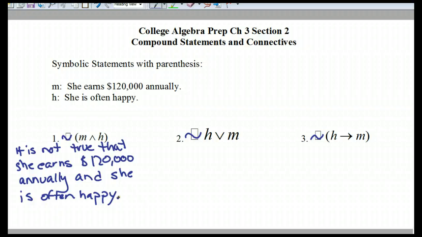So if you find the not symbol before the parenthesis, you would probably want to say it something like this. It is not true that. Okay? The second one, it's a not H or M. So this one would be, she is not often happy, or she earns $120,000 annually.